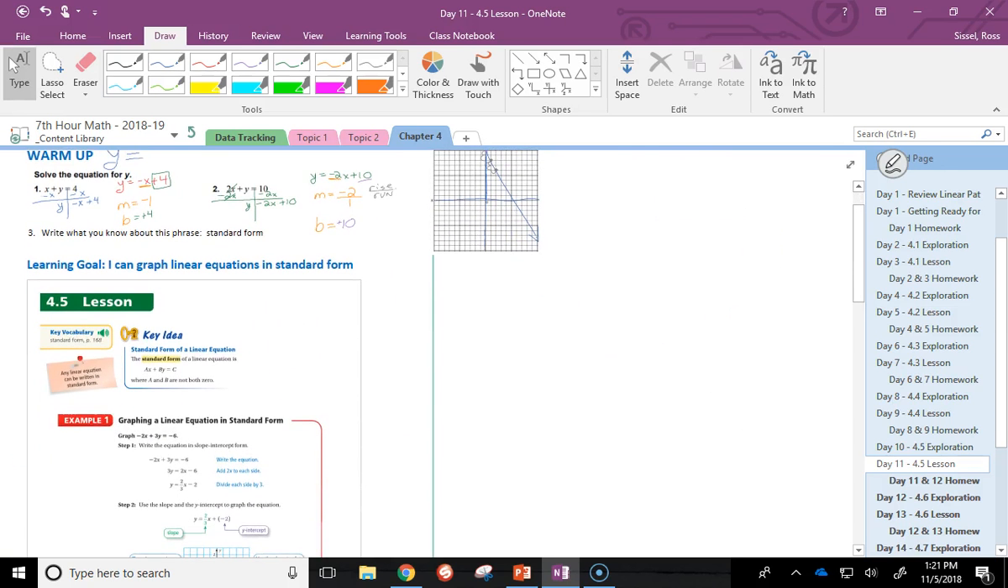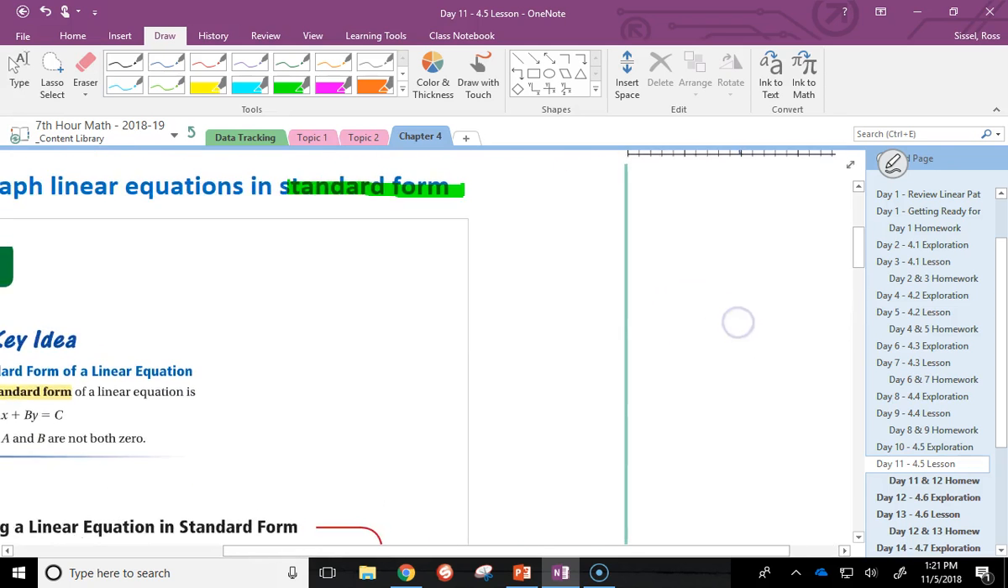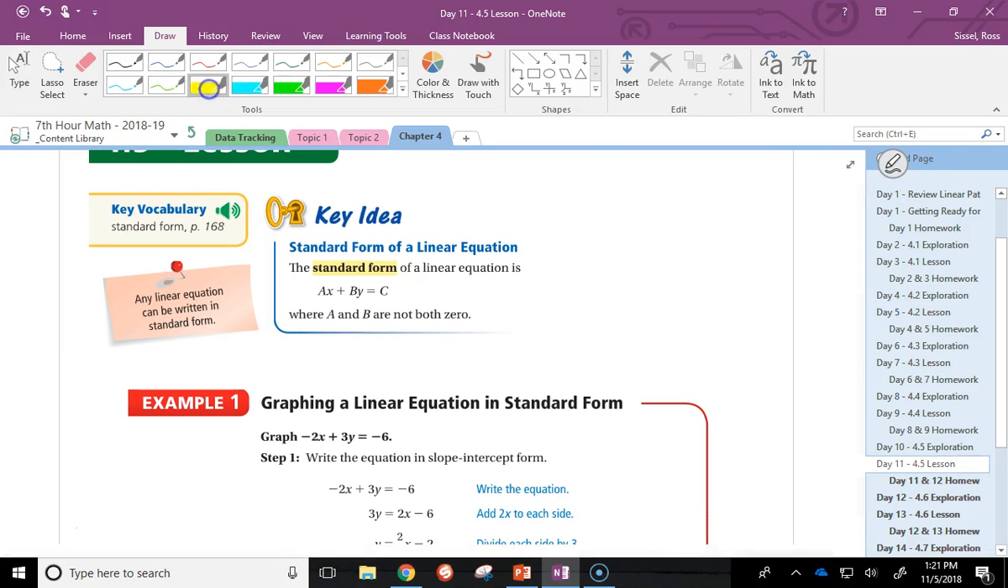On today's lesson, we are saying I will graph linear equations in standard form. You're seeing they are talking about another form. Huge hint, we are going to do it the same way though. It says, standard form of linear equation. A standard form of a linear equation is ax plus by equals c.